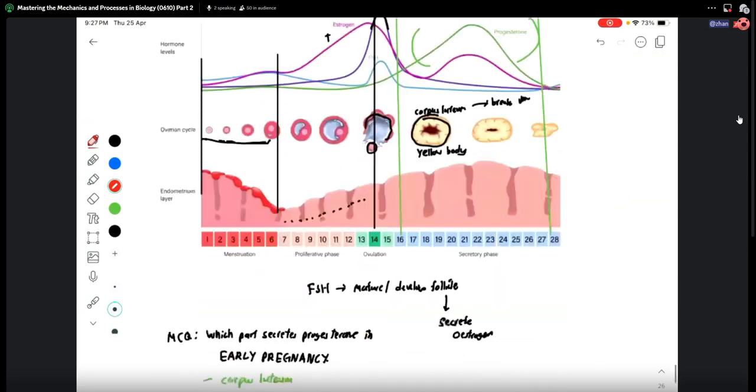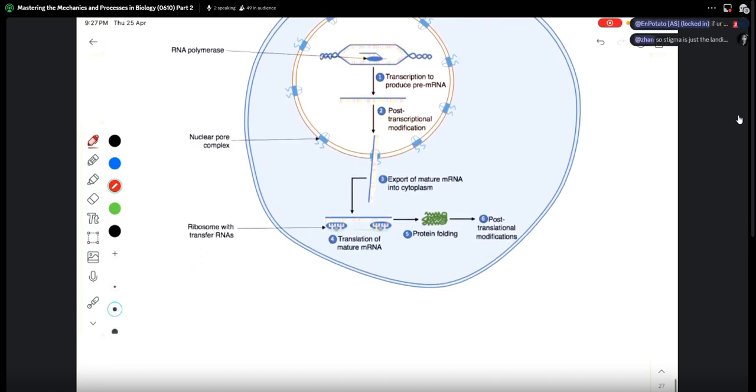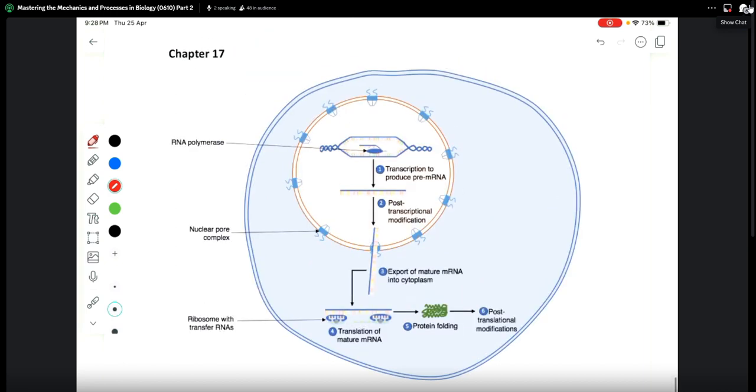Okay, we go to protein synthesis, which is one of the hot topics in this chapter. The stigma is just the landing pad for the pollen grain, but then it moves down the style. Pollination is just to transfer the pollen to the stigma, and whatever happens there is by the process later on. So it just moves down the style and to the ovary. Correct. Okay, so protein synthesis.